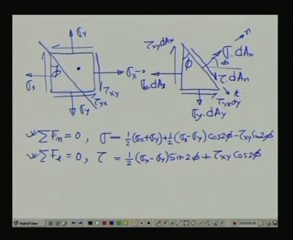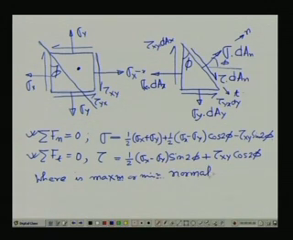Now, as we have been talking about, where is the maximum or minimum normal and oblique shear stress.